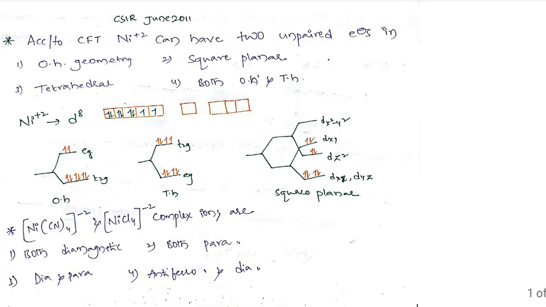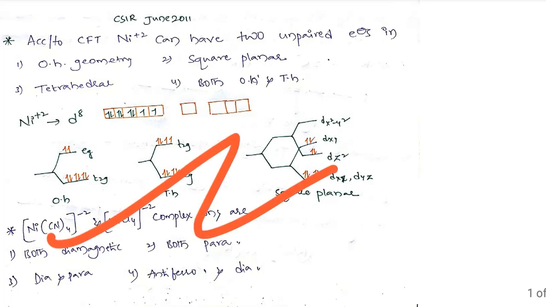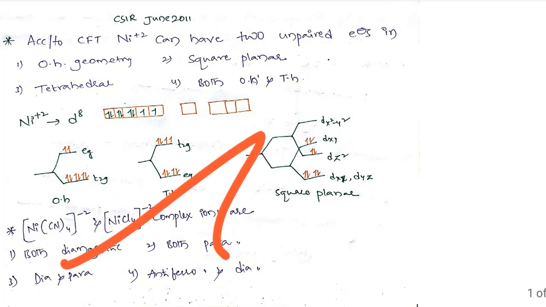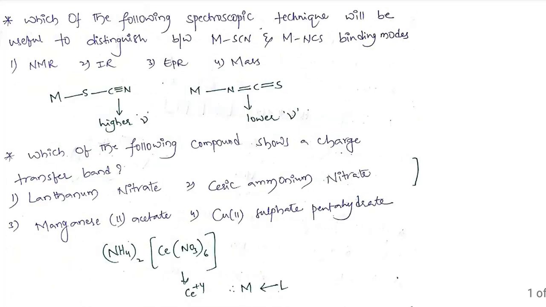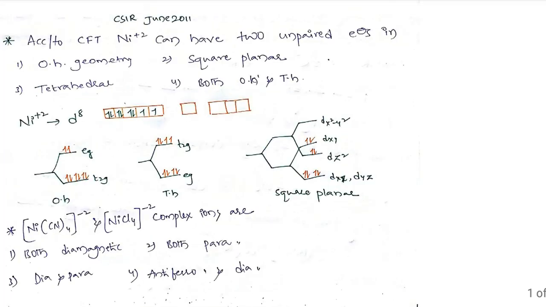Next question, we are given 2 nickel complexes, the first one with cyanide, the second one with chlorine as ligands. The options are: both diamagnetic, both paramagnetic, one diamagnetic and one paramagnetic, and the fourth one is antiferromagnetic and diamagnetic. Now just try to check the nickel oxidation state here. In the first complex nickel is in plus 2 oxidation state, and in the second one also nickel is in plus 2 oxidation state.